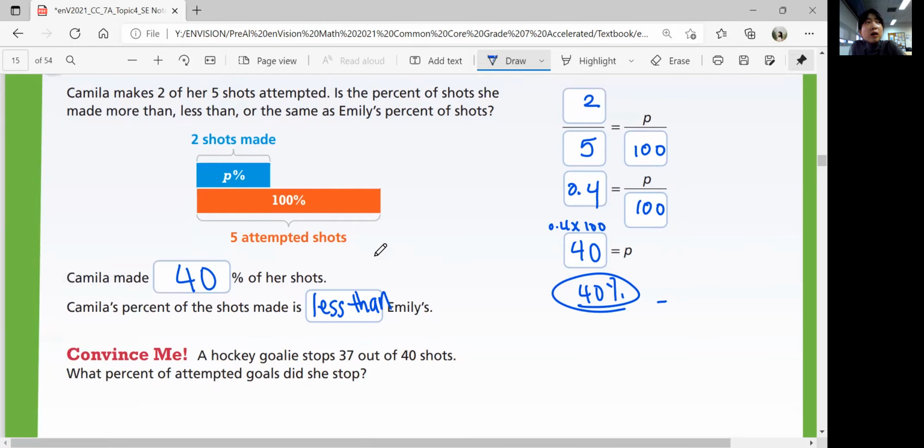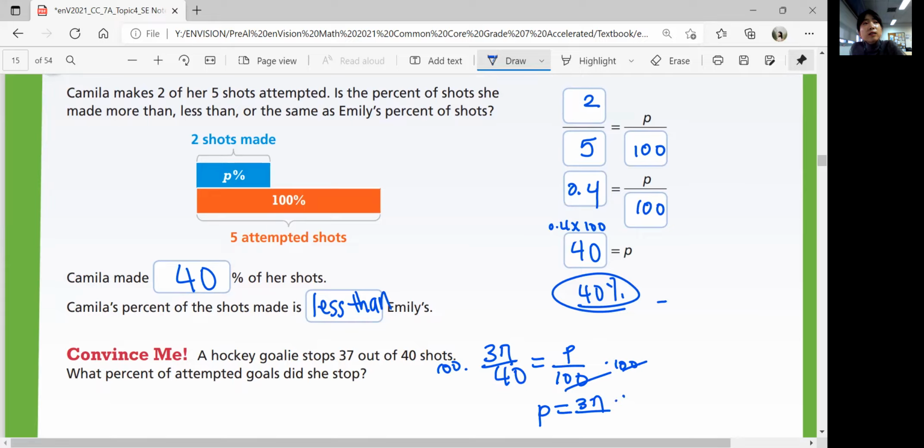Okay, convince me. A hockey goalie stops 37 out of 40 shots. What percent of attempted goals did she stop? So you want to write the proportion again, 37 out of 40. Change that to a percentage. What is P? You can multiply 100 on both sides.